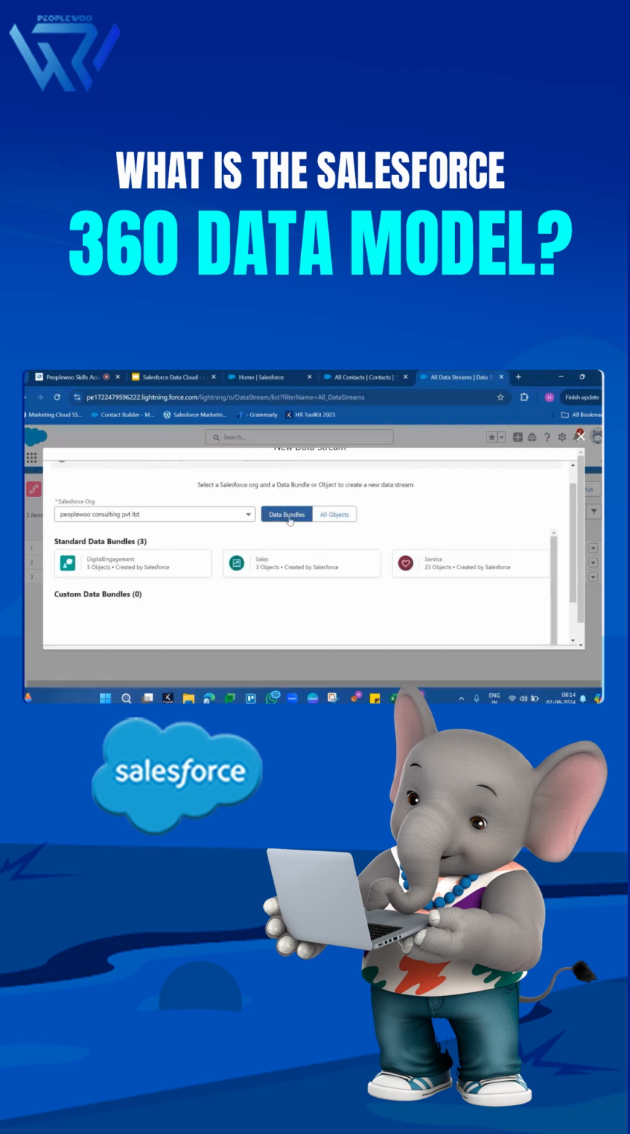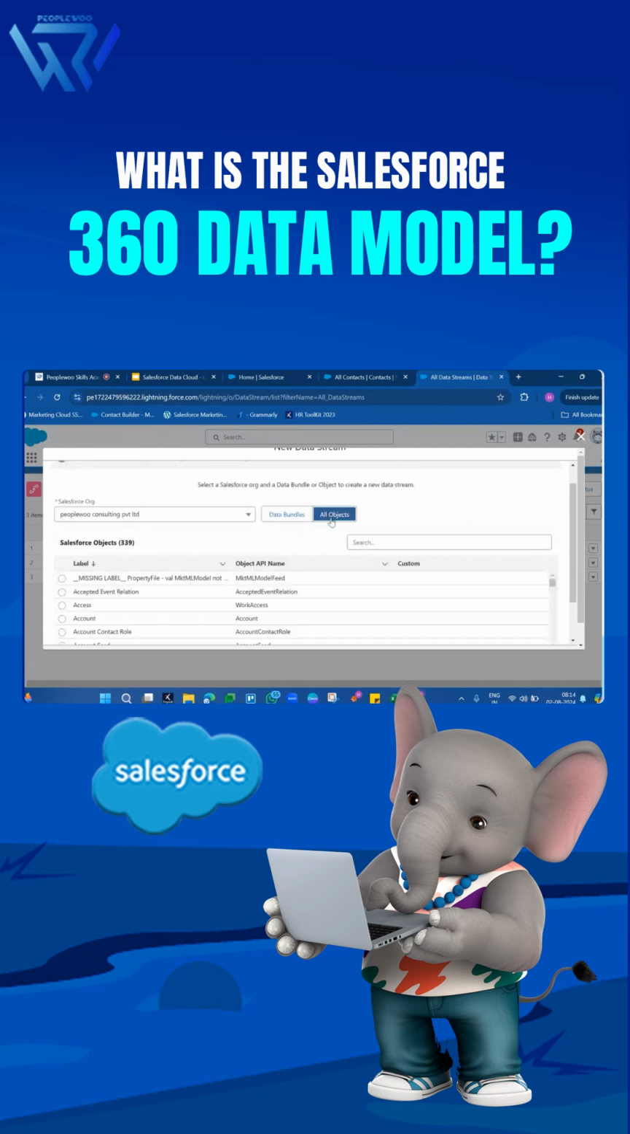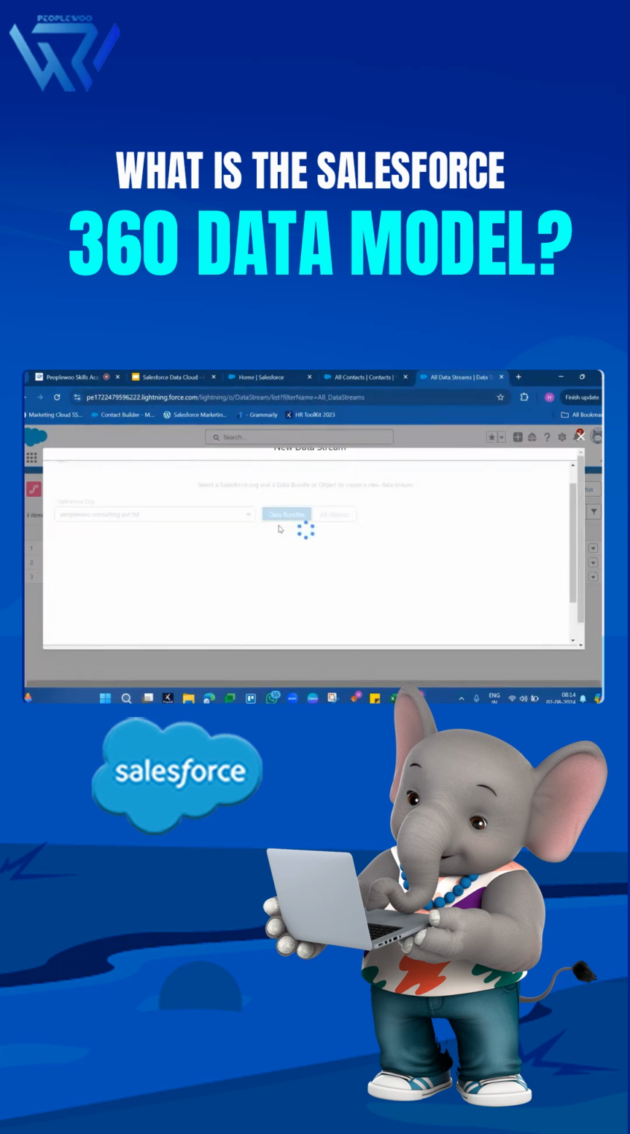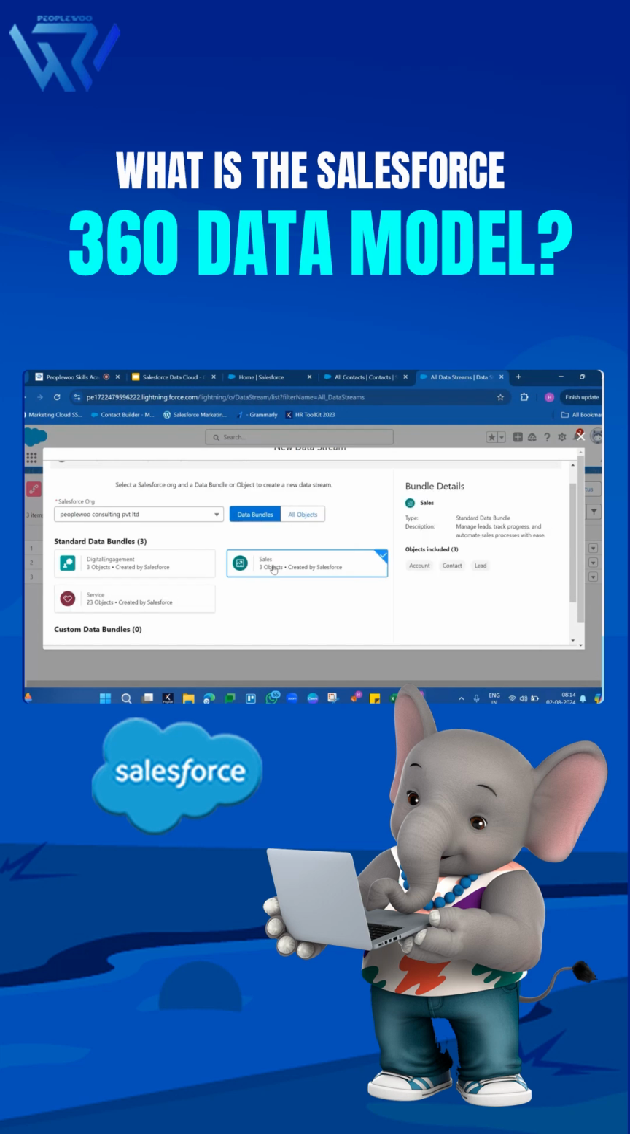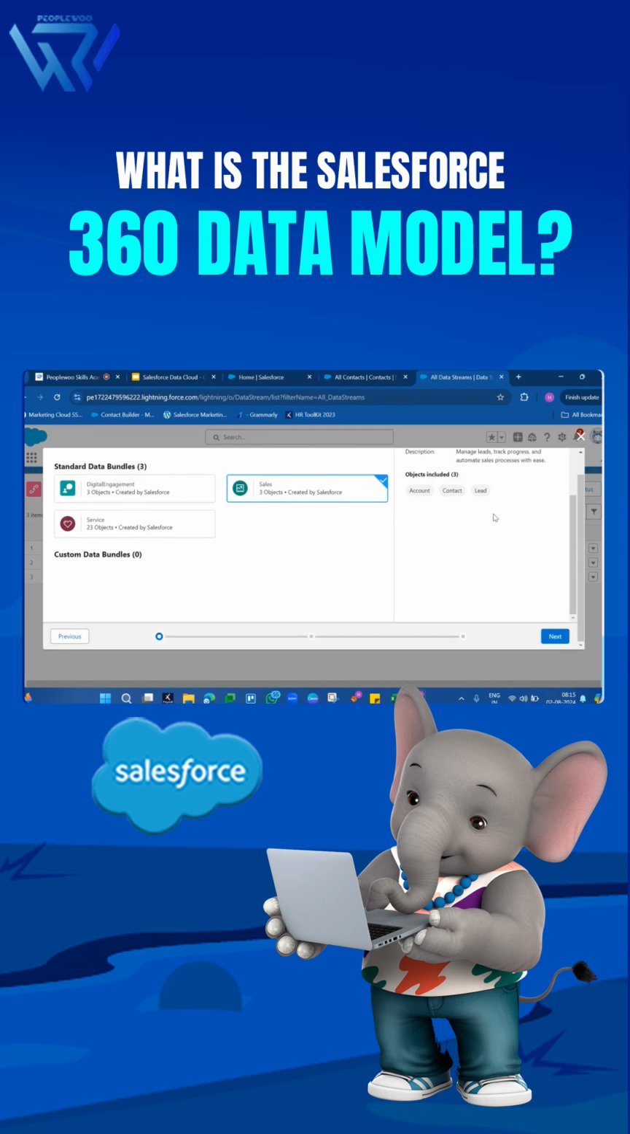Here we have data bundles and all objects as two options. Salesforce has provided some basic objects in Sales Cloud bundles which we just integrated or installed. In that Sales Cloud, we have account, contact and lead as starter bundle objects. So we'll click on Sales Cloud objects and start to establish data streams among these three different objects.